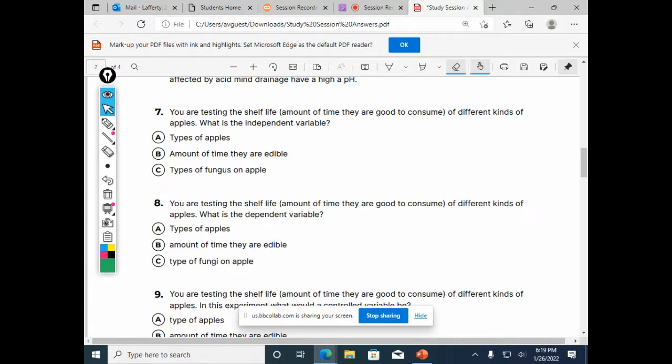Good. So you're changing the types of apple. So that's your IV. That's what I change. Good. Now, the same experiment, what's the dependent variable? What are you measuring? Good job, it's the time.